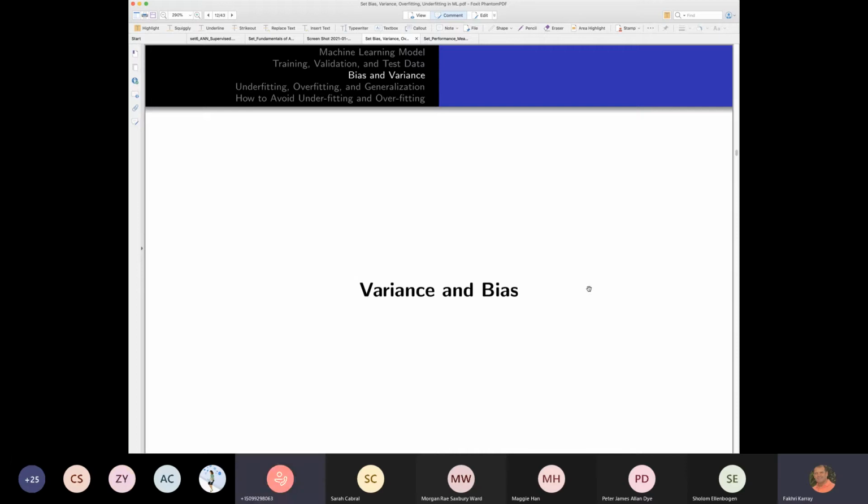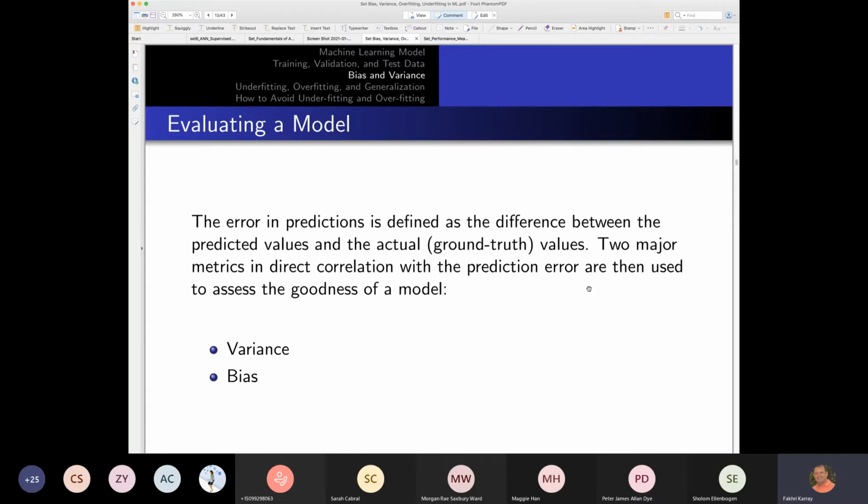Okay, if not, then I will continue now with the notion of variance and bias. These also are very important concepts in the area of machine learning, and with them we are able to develop a good model for our system, depending on these two types of parameters which are working against each other. The error in prediction is defined as the difference between the predicted value and the actual ground truth values. Two major metrics in direct correlation with the prediction error are then used to assess the goodness of a model.